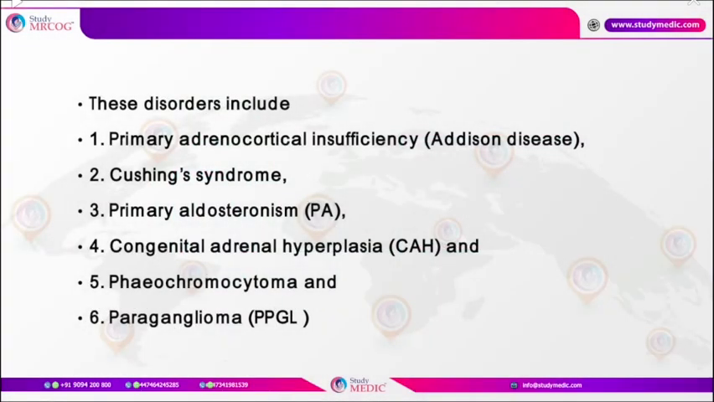So let's talk about the pathological disorders that arise from the adrenal gland. The first is the primary adrenocortical insufficiency, very popularly known as Addison's disease. Second is Cushing syndrome, primary aldosteronism, congenital adrenal hyperplasia, very important in terms of MRCOG part 1 and part 2 syllabus, pheochromocytoma and the paraganglioma. Paraganglioma is very less likely to be asked in an exam, but yes, congenital adrenal hyperplasia always gets the weightage along with pheochromocytoma, and in part 1 they do ask more commonly about Addison's and the Cushing disease.